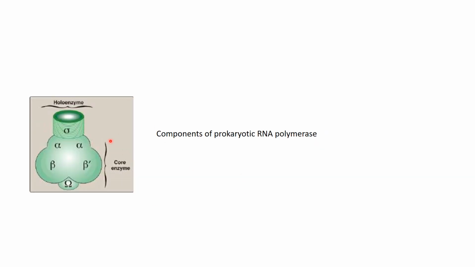This is the diagram of prokaryotic RNA polymerase. As we said, there is an additional unit present in the prokaryotic enzyme. These are the two alpha, two beta, omega, and sigma. This entire complex is known as the holoenzyme, whereas alpha, beta, and omega are known as the core enzyme.